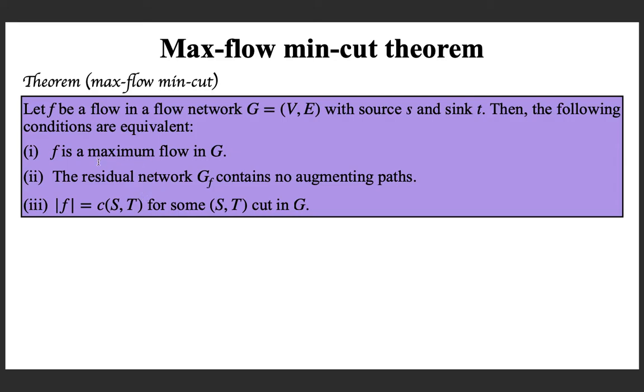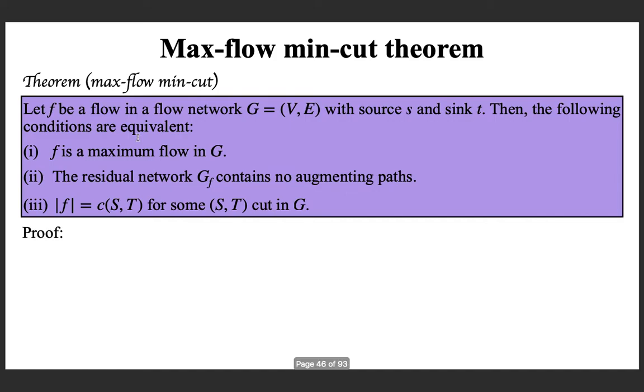It is equivalent to say F is maximum, the flow is the max flow, or saying that there is no augmenting path in the residual network. These two are easy to see because we know from the previous lecture. And the last one is interesting. Here it says that if the flow has the maximum value, then it is the capacity of an ST cut, for some cut. Or if you have a flow whose value is the same as the capacity of an ST cut, you can conclude that it is the maximum flow. I hope the theorem is clear.